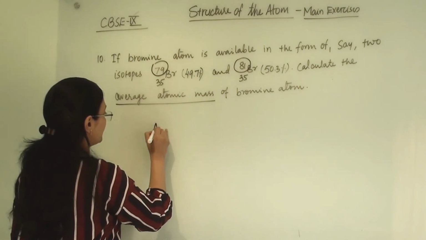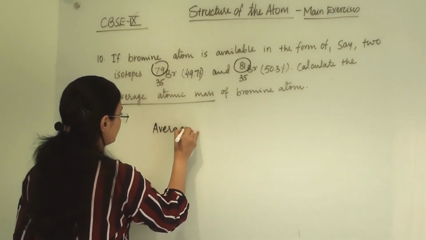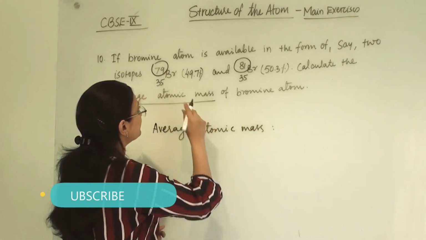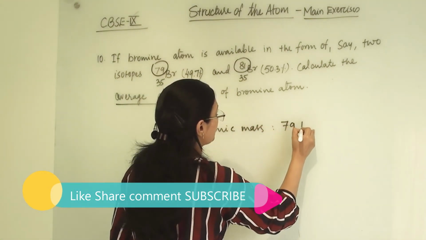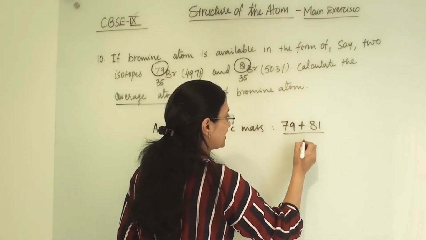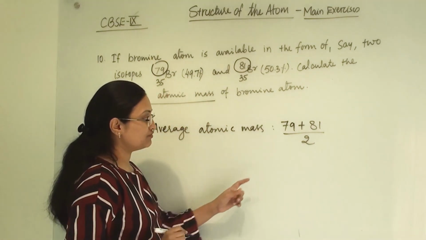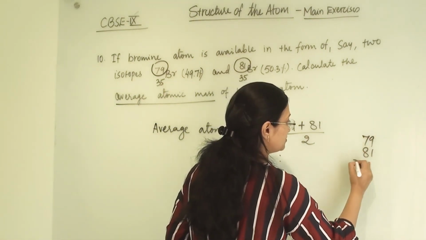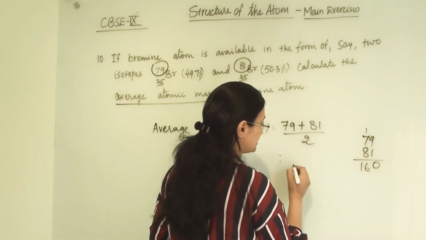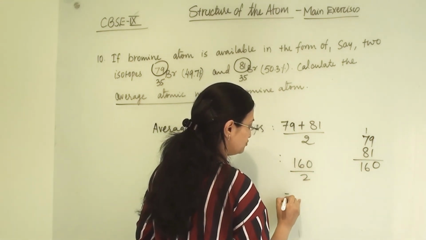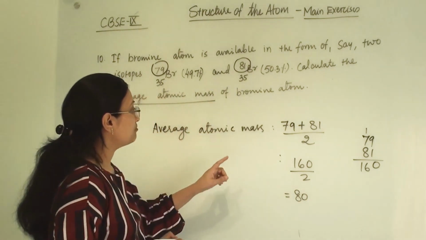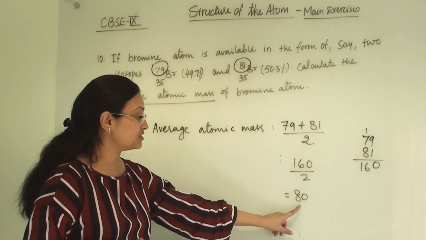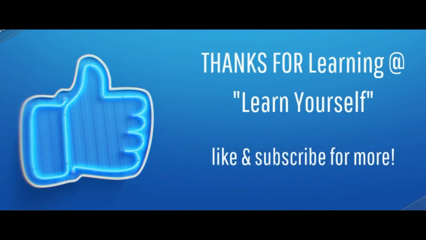To find the average atomic mass, we will write this mass plus this mass. Now there are 2 isotopes, so we will take the average, dividing by 2. The answer: 79 and 81 added here gives 160. 160 divided by 2, so our answer is 80. So the average atomic mass of these two isotopes is 80.